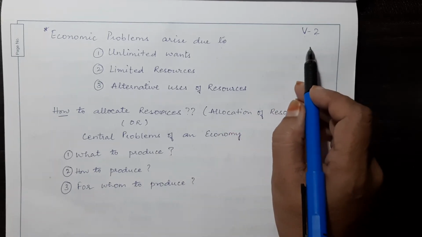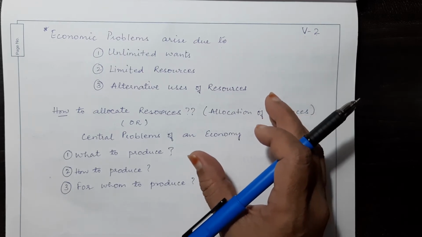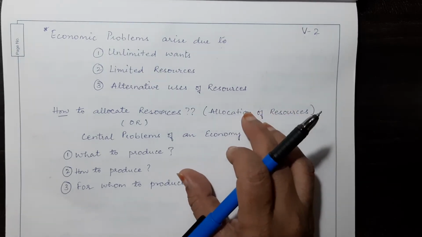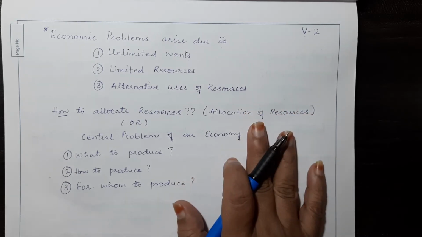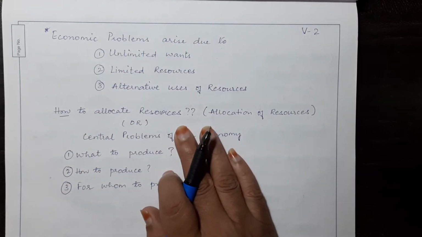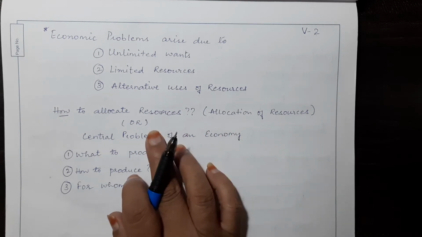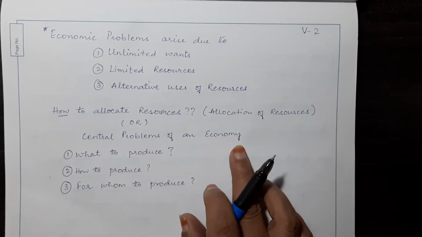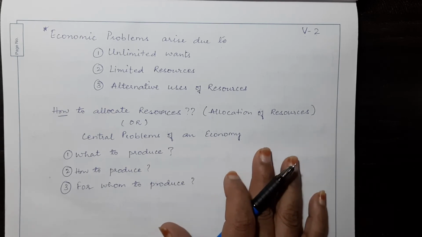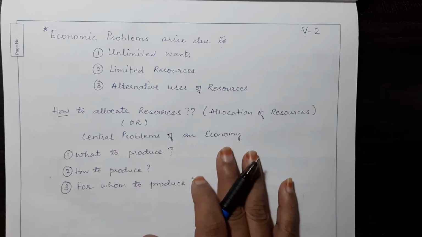Now in our video number 2, we are going to learn how to allocate these limited resources in order to produce goods and services for consumption. So let's learn how to allocate resources, otherwise called allocation of resources or central problems of an economy. Any economy has problems. These problems are called the central problems of any economy.